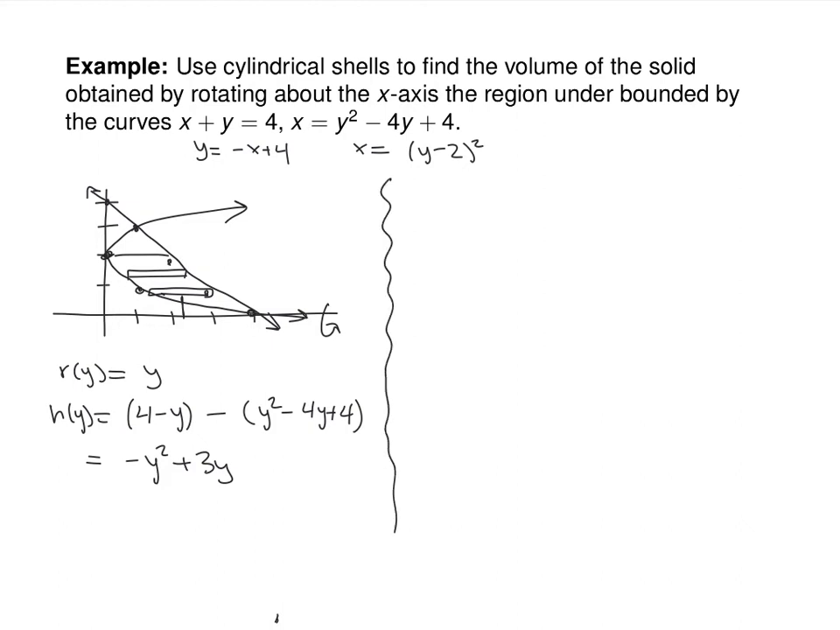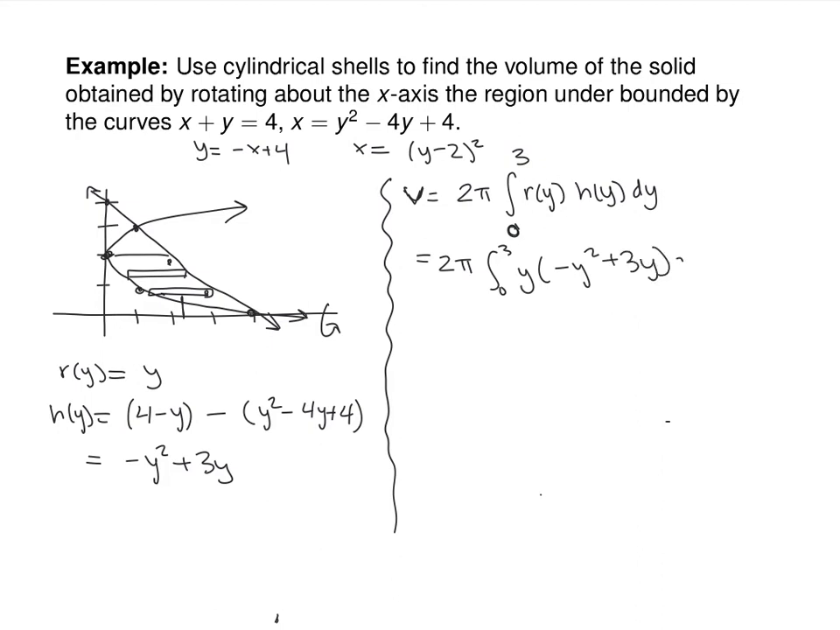Okay, so now my volume will be 2 pi integral, so we'll say lowest y value is 0, highest y value is 3, radius, height, dy. So the radius is y. The height is negative y squared plus 3y.